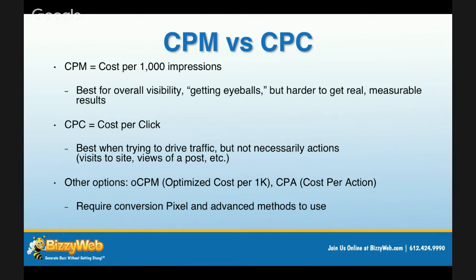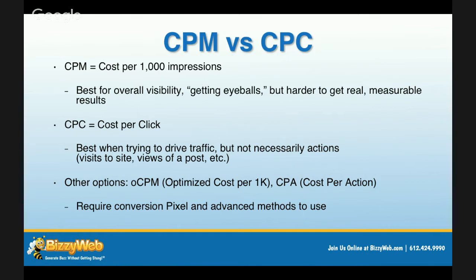Cost per click works if someone clicks on your ad, you pay the money, and that's really best when trying to drive traffic. But again, CPC in its most standard format isn't really about driving specific actions other than getting people to click on a link. Now, there are tracking pixels and other analytics that you can use to make sure that your clicks are actually converting. And I won't talk about those today because it's relatively advanced, but OCPM, optimized cost per 1,000, or CPA, cost per action, are also options inside of your Facebook and all advertising.